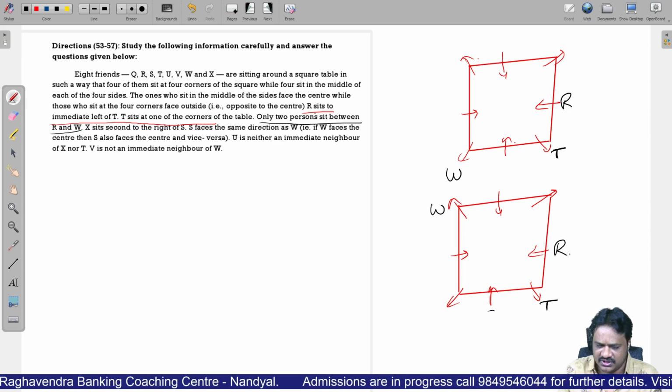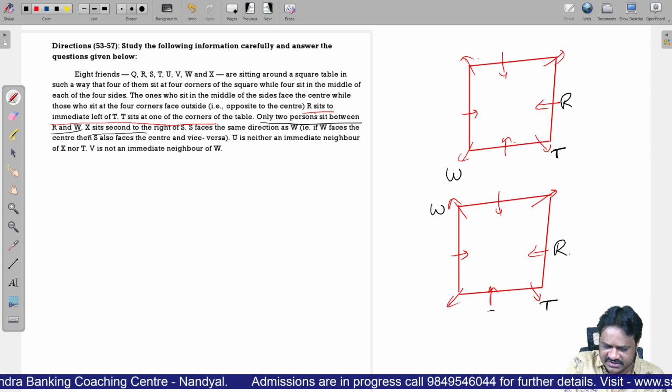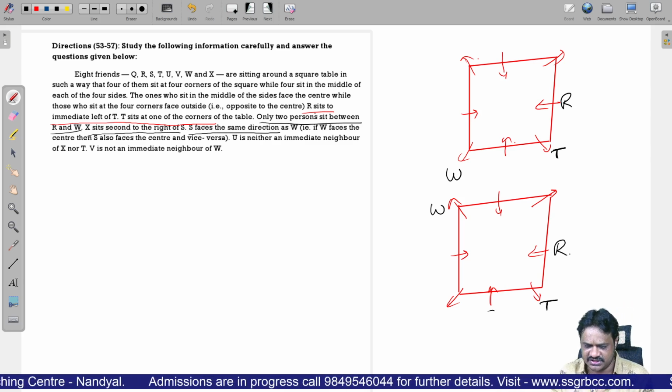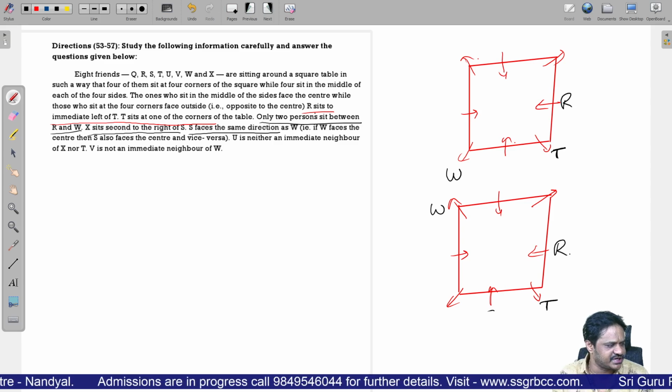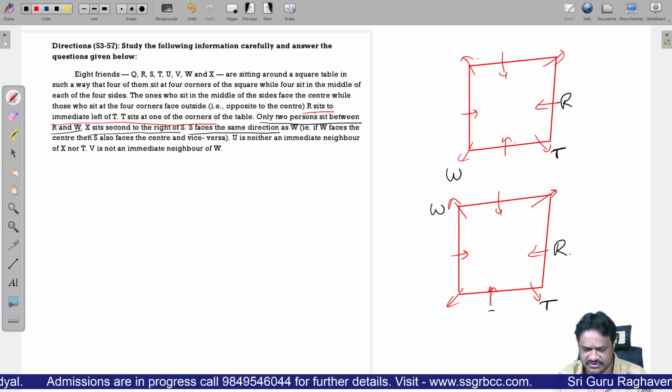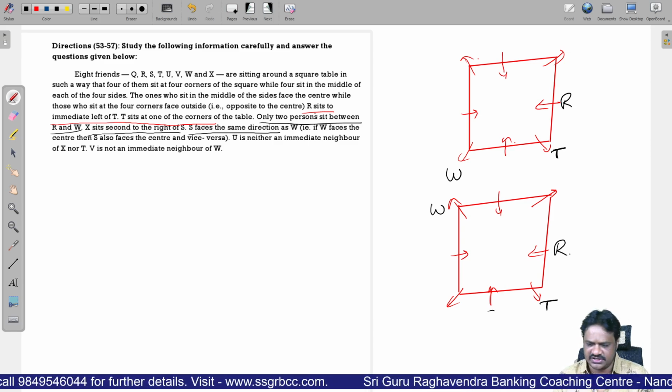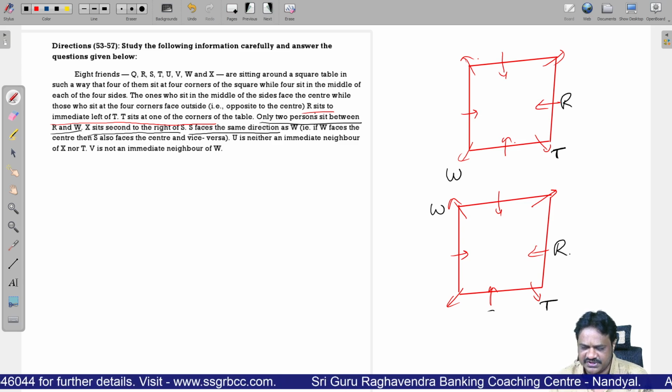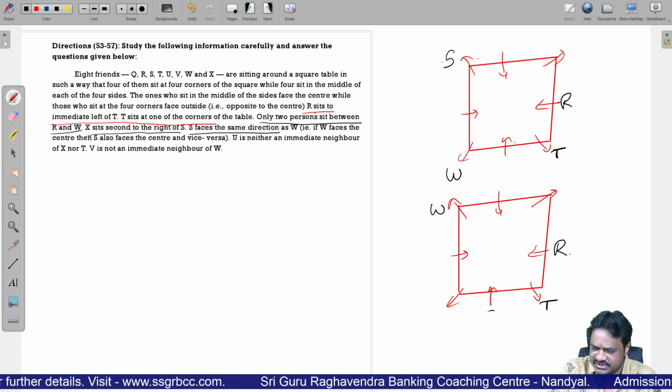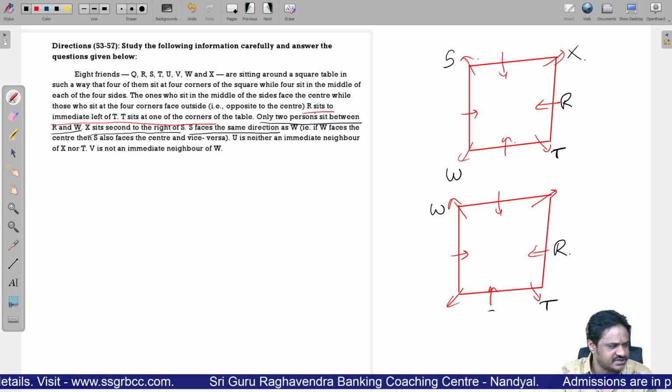W. Then X is sitting second to the right of S. S is facing the same direction as W. So X is sitting second to the right of which one? S. X is sitting second to the right of S. And S is facing the same direction as W. So this is S. This will be X.